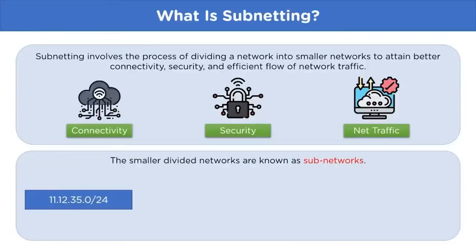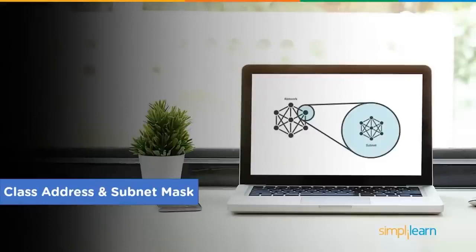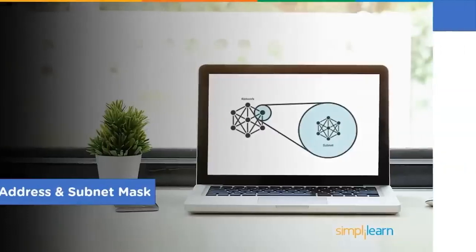Taking an example of an IP address with /24 representing the subnet mask, it can be divided into two subnetworks of /25 subnet mask, which can further be divided into smaller subnetworks. Now that we understand what subnetting is, let's move on to class addresses and subnet mask.